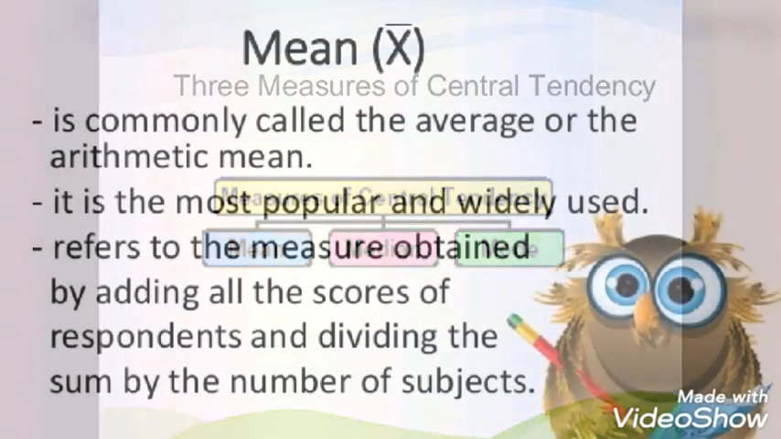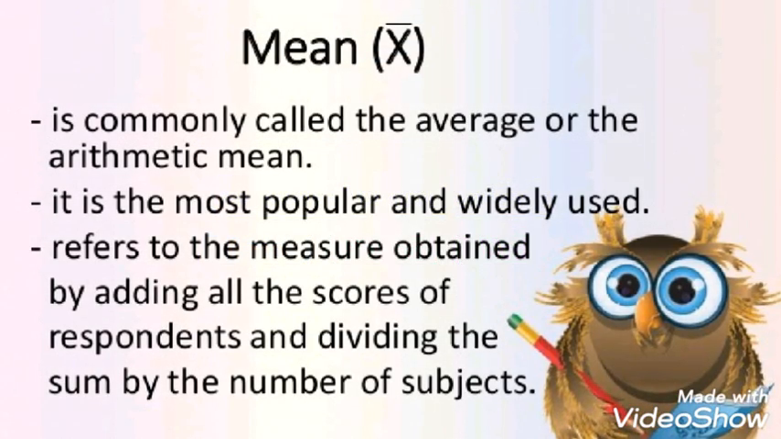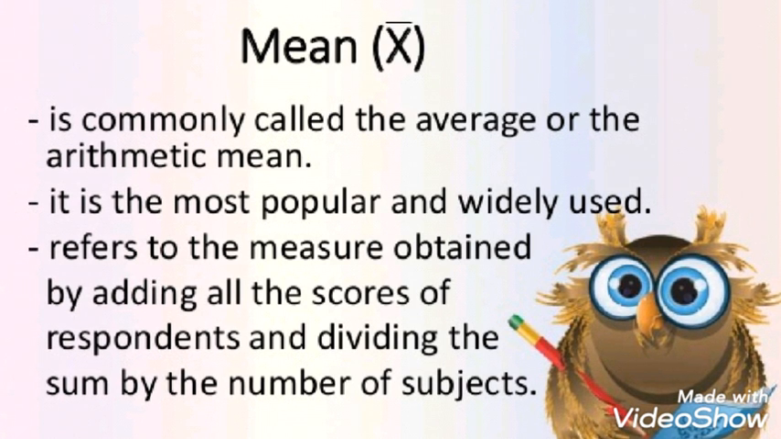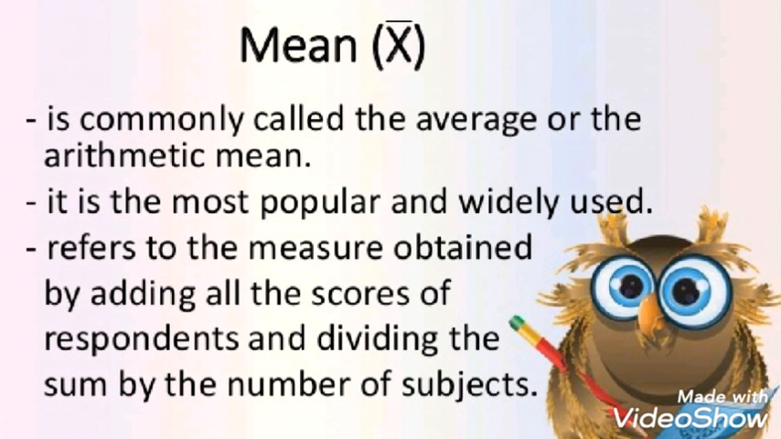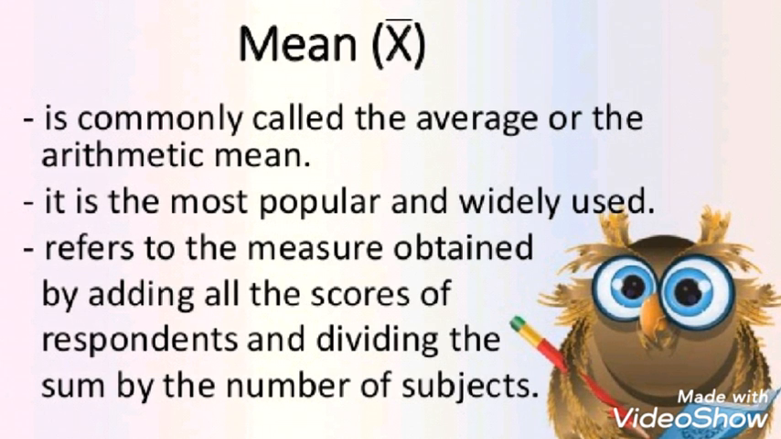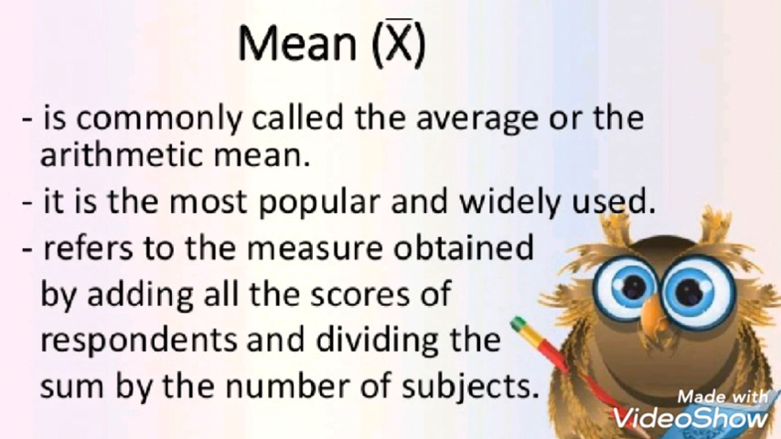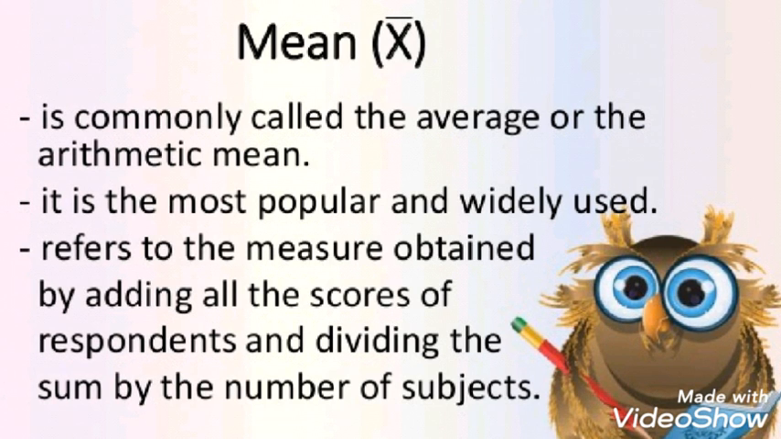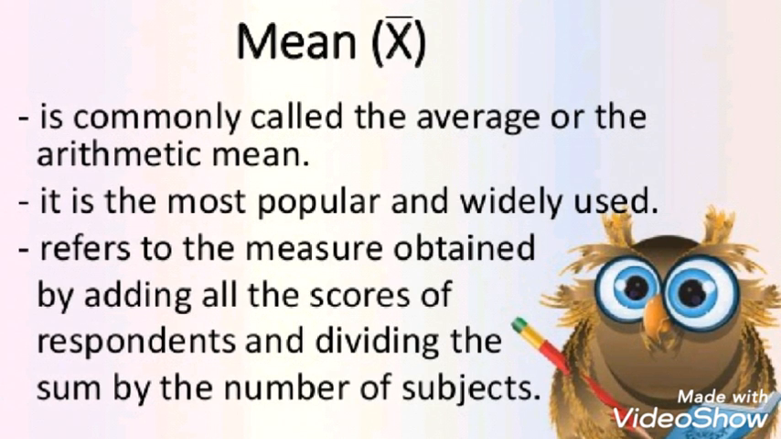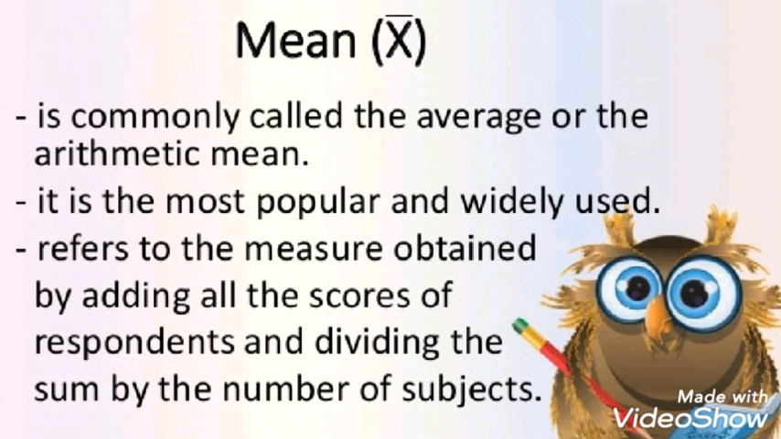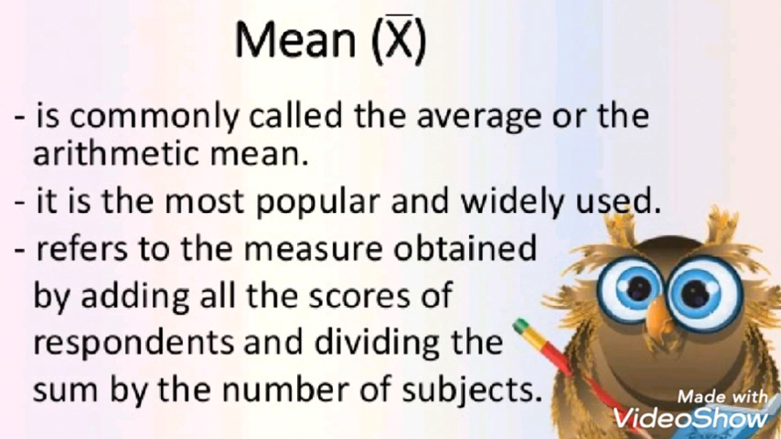So let's see what is mean. It is commonly called the average or the arithmetic mean. Mainly we call it arithmetic mean in math. It is the most popular and widely used measure, obtained by adding all the scores of respondents and dividing the sum by the number of objects. Most of the time this mean is used, and it is calculated by adding all your respondents' values and dividing by the total number of respondents. That is how mean is calculated.